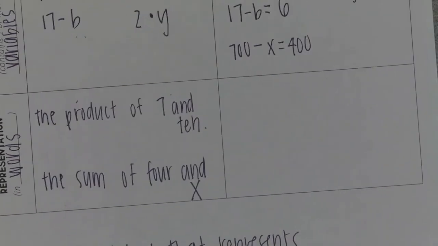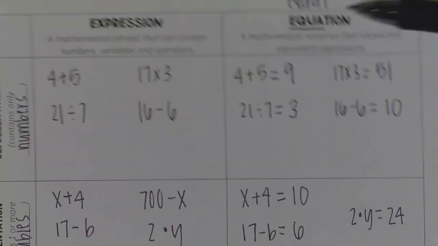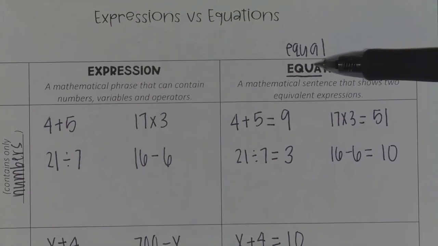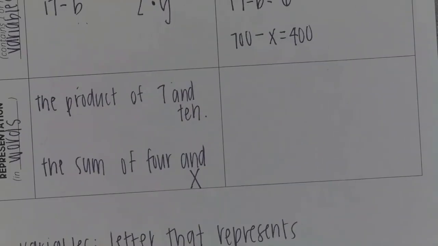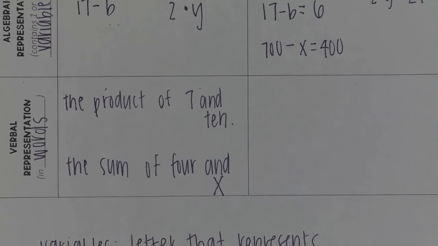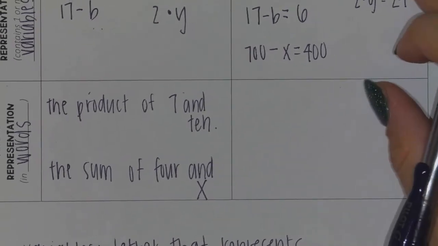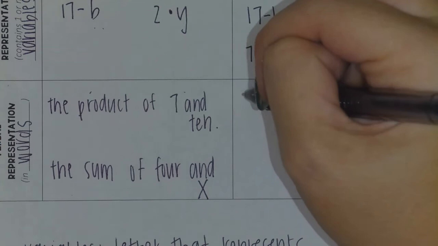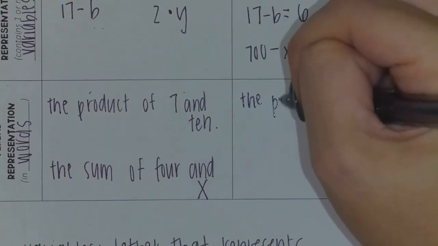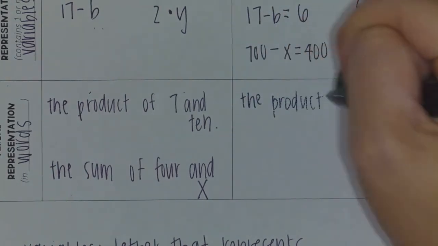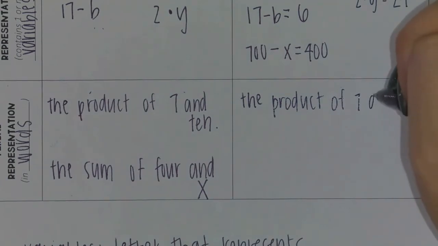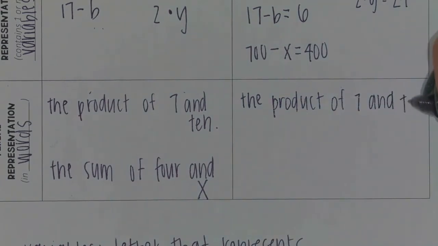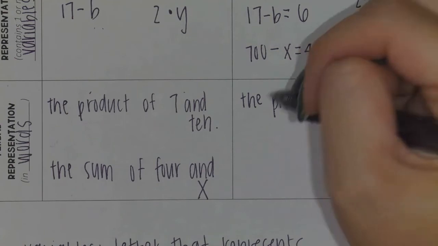But let's take these now and turn these into equations. So we said that equations have to have equal signs. So yes, I could write the word equals, but that's too straightforward. There are 2 other keywords that we look for that tell us that it's going to be an equation. So I'm going to do the first example using one of the words. So we're going to still use the sentence, the product of 7 and 10.